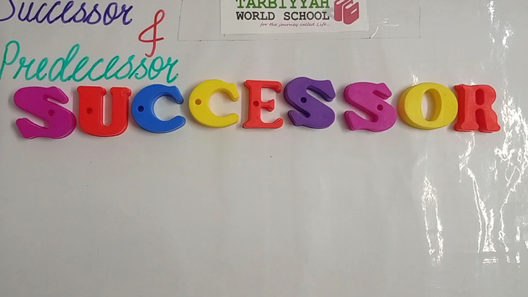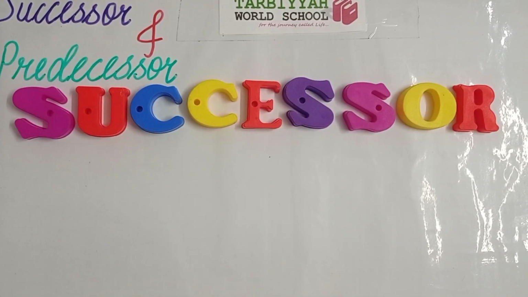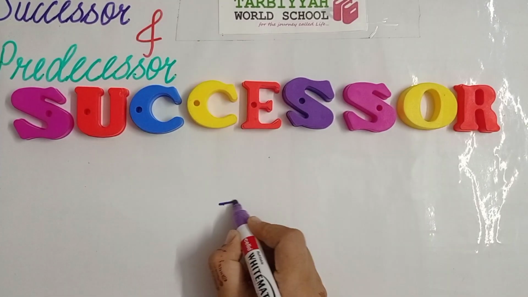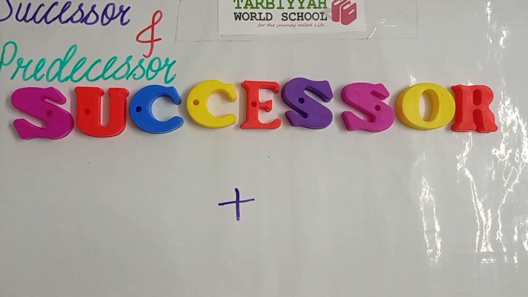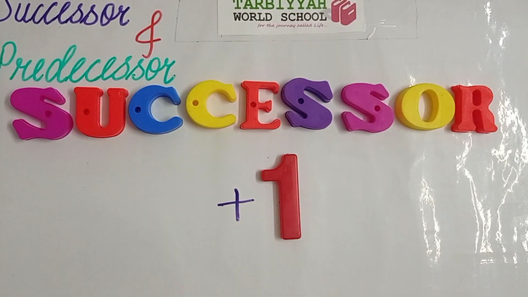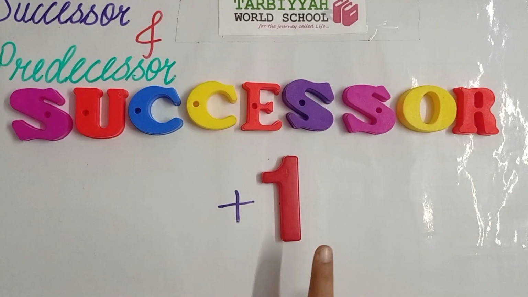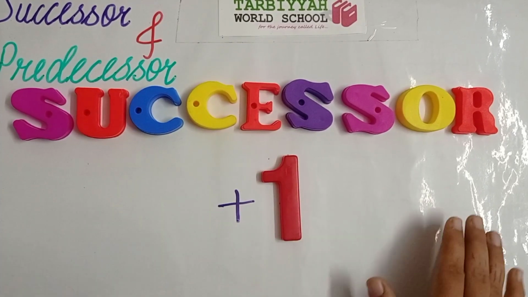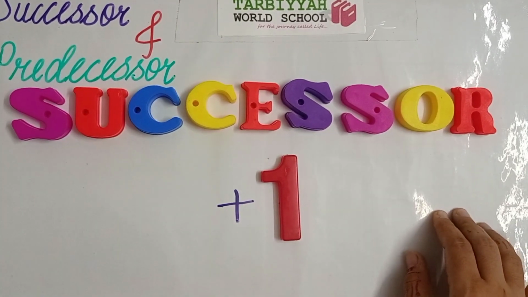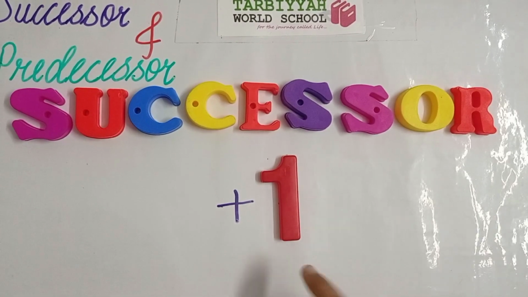The successor of a whole number is the number obtained by adding 1. Okay, in successor, the successor of a whole number is the number obtained by adding 1 to it.